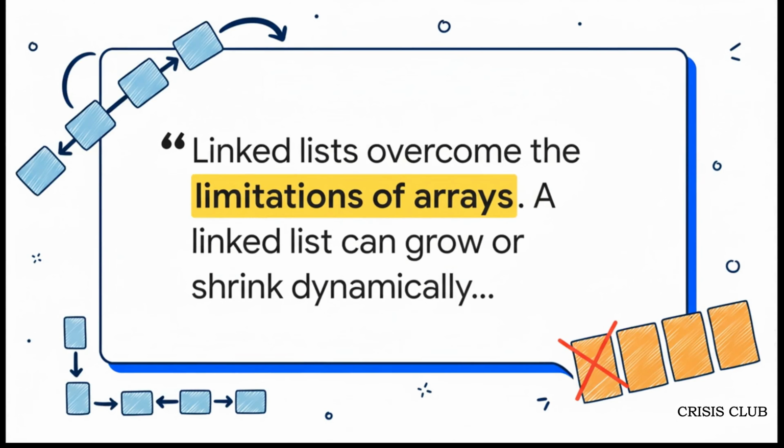You know, it really all comes down to the simple but powerful quote from one of our sources. It just says, linked lists overcome the limitations of arrays. A linked list can grow or shrink dynamically during its lifetime, and that second part is everything. That ability to grow or shrink dynamically, that is the revolution. It's about freedom. It's about flexibility.